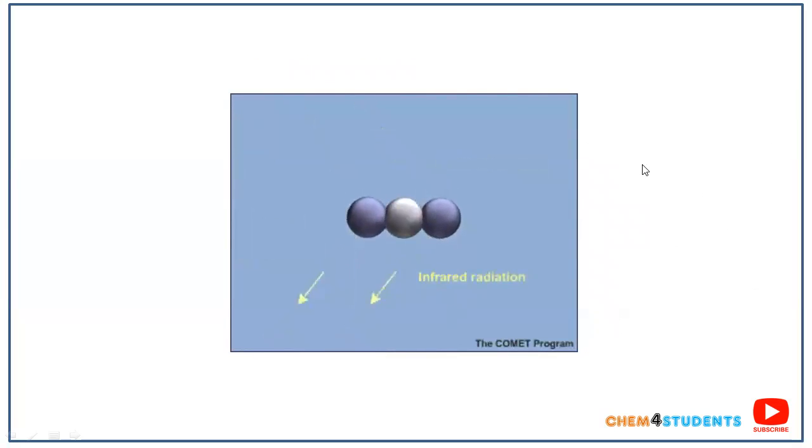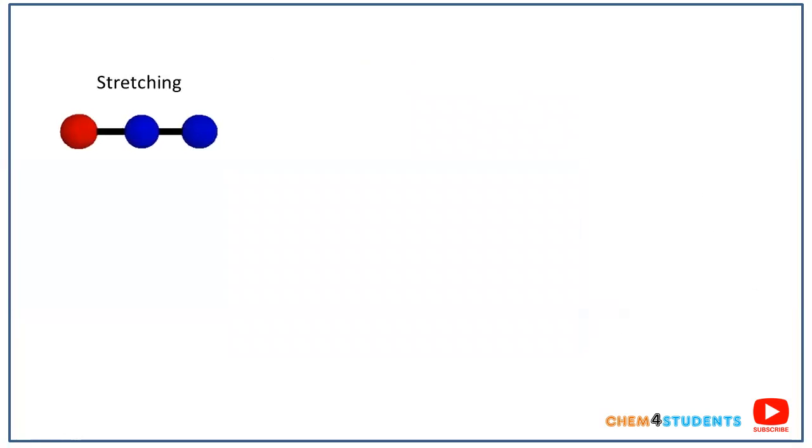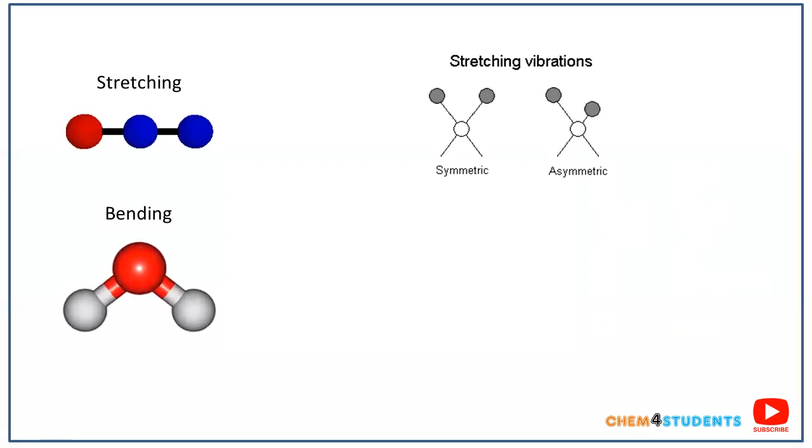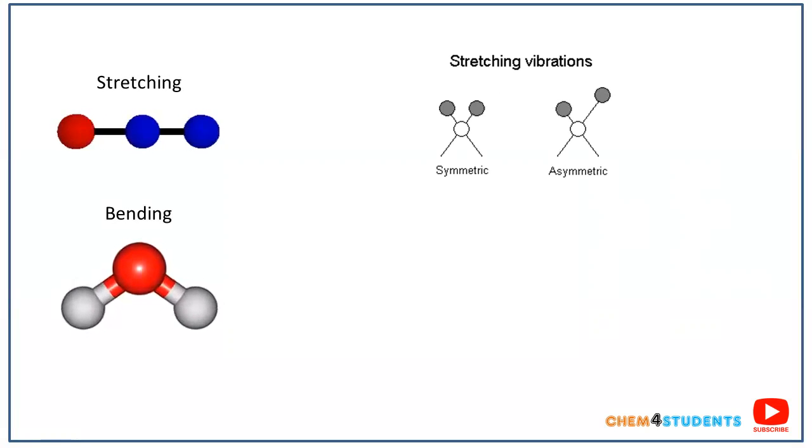Do you think all the molecules are vibrating in the same manner? No, it's not. There are two types of vibrations. The first one is stretching vibrations and the second one is bending vibrations. In stretching vibrations, bond length is altered. In bending vibrations, bond angle is altered. Stretching vibrations are of two types, symmetrical stretching and asymmetrical stretching. In symmetrical stretching, two bond lengths increase or decrease in length symmetrically. Whereas in asymmetrical stretching, one bond length is increased and the other one is decreased.